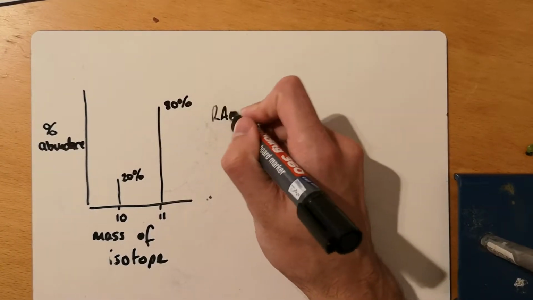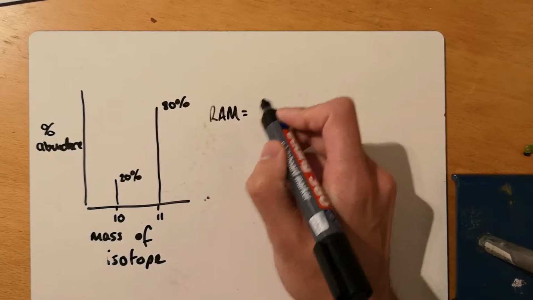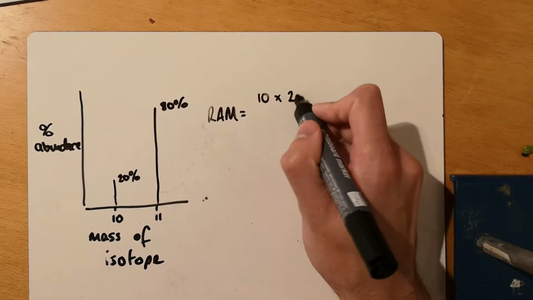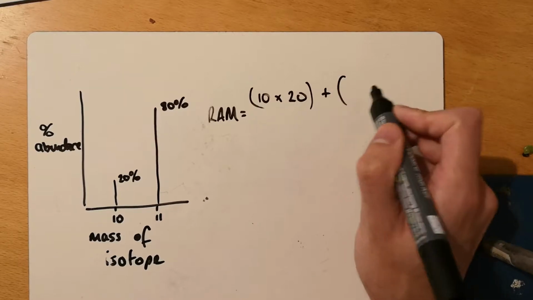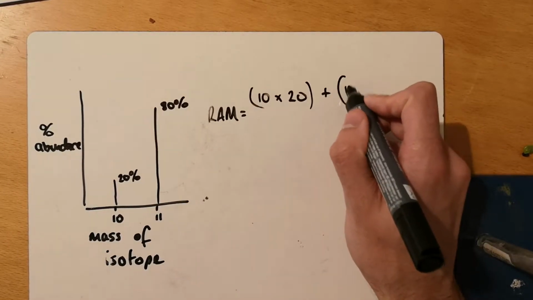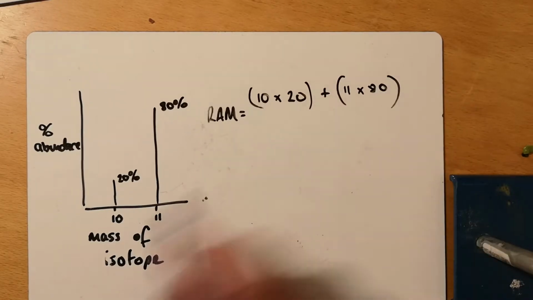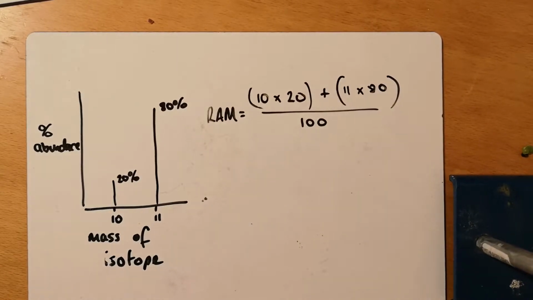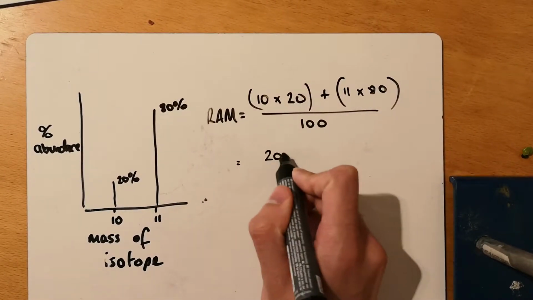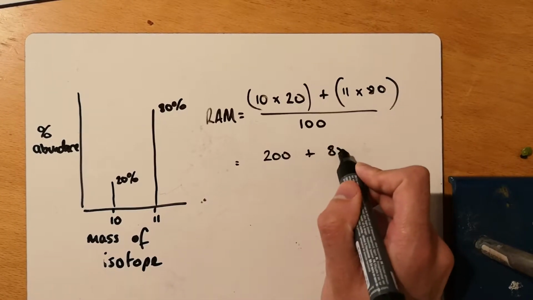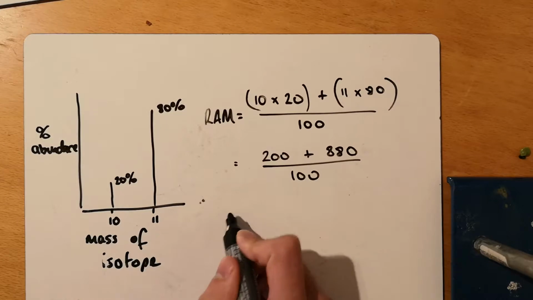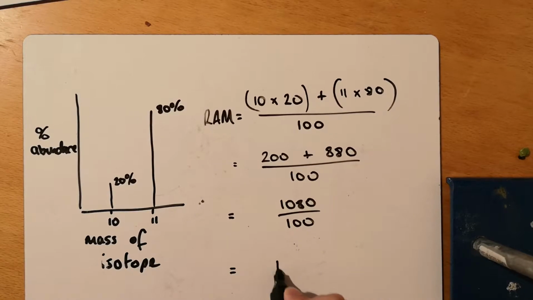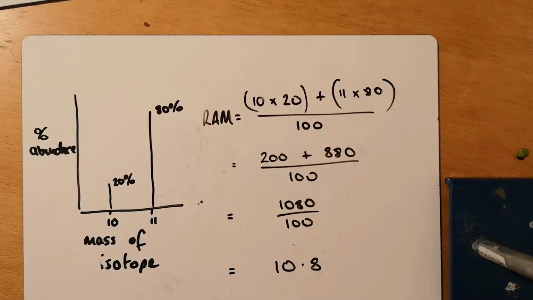So to work out our RAM, we would do the mass of isotope A, which is 10, times its abundance, which is 20, plus the mass of isotope B, 11, times its abundance, which is 80, and divide those two when added together by 100. This would give us 200 plus 880 over 100, or 1080 over 100, to give us a final relative atomic mass of 10.8.